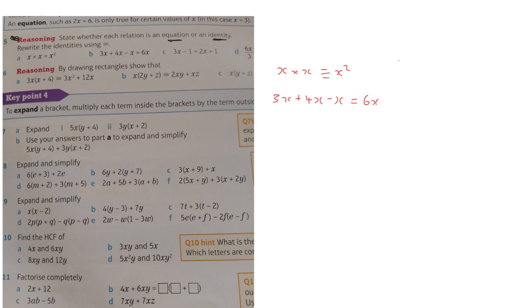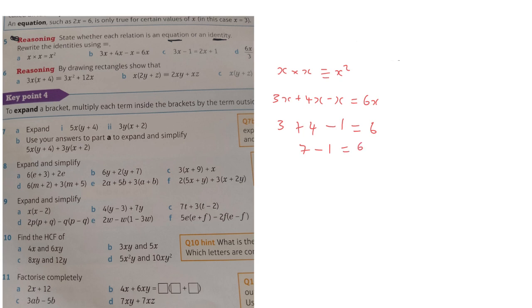Let's try it. If x is 1, that means 3 times 1 will be 3, plus 4 times 1 will be 4, minus 1. And for us to know if we are correct, 6 times 1 will be 6. So if you had this 3 plus 4, that will be 7, and 7 minus 1, that is 6.